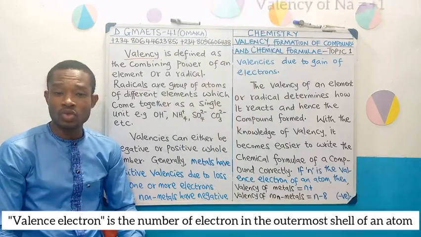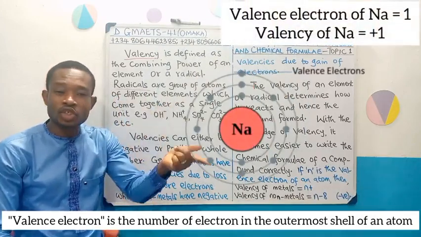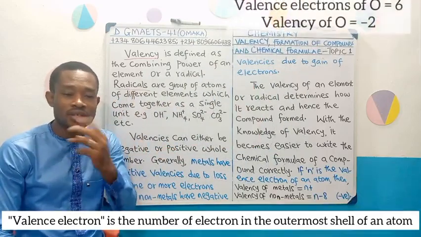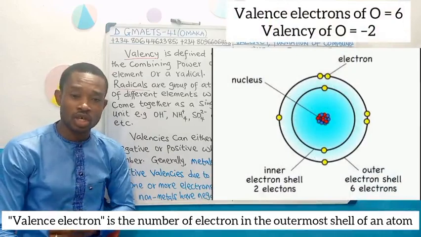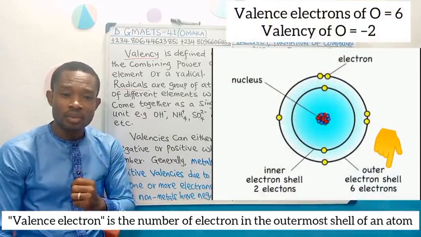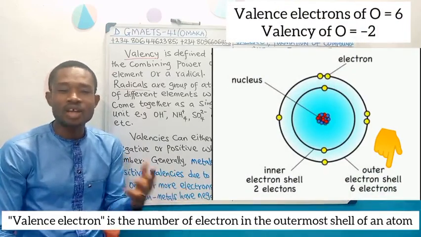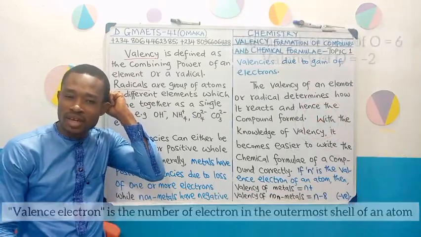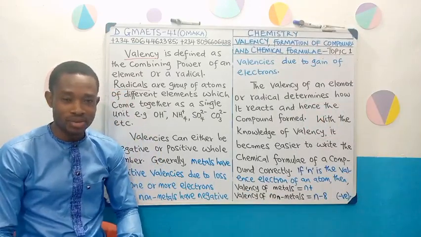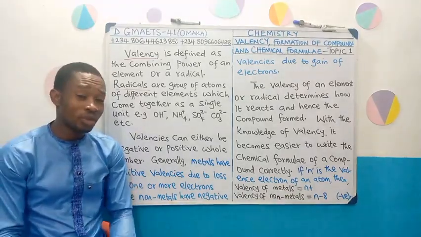For example, a sodium atom has 1 electron in its outermost shell, so the valence electron in sodium is 1. Oxygen has 6 electrons in its outermost shell, so the valence electron of oxygen is 6. But it's not always the same as their valency. So how do we get the valency of metals, and how do we get the valency of non-metals? So we'll have this on the board I've put up for you.